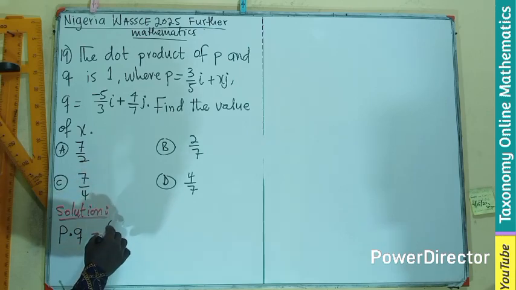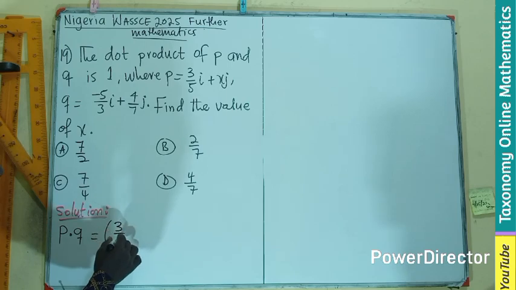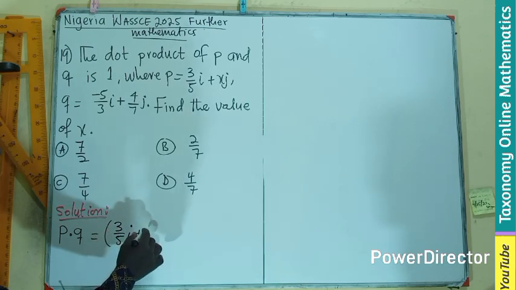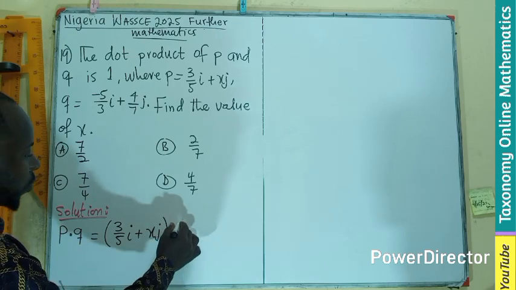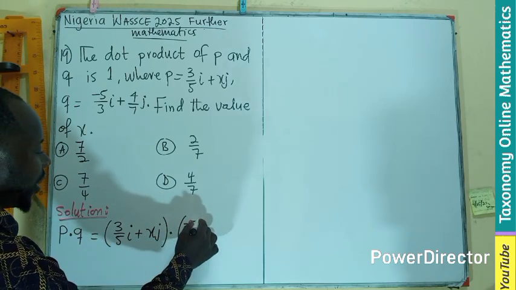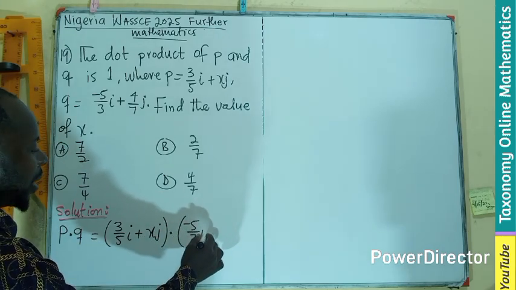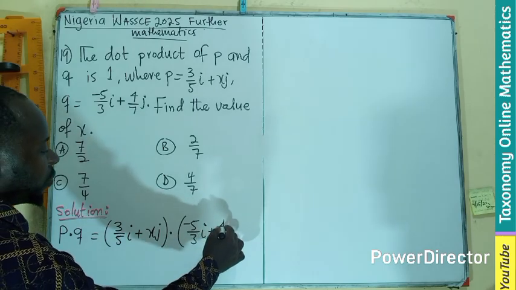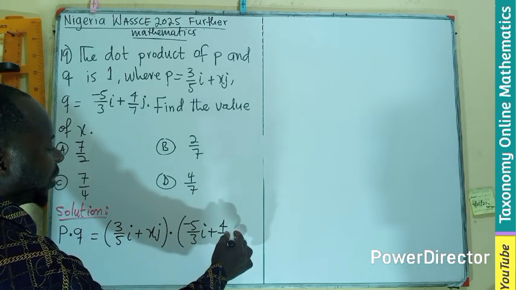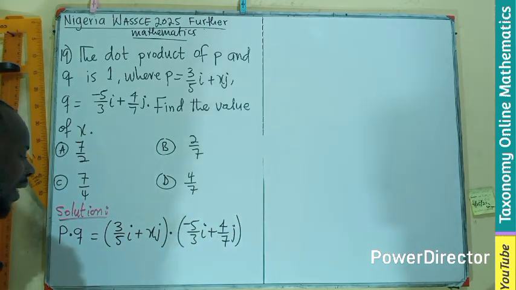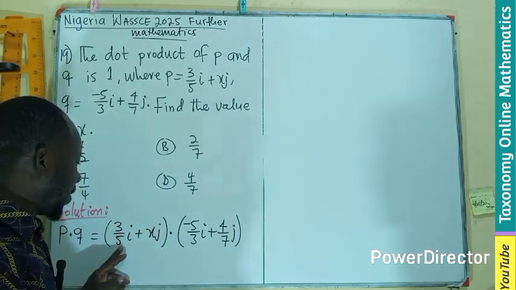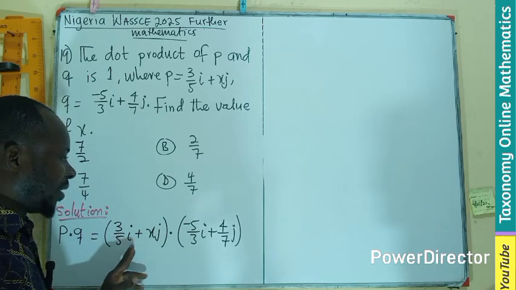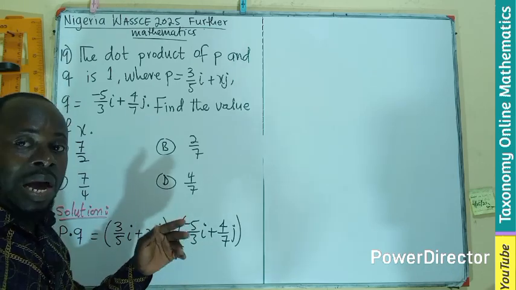Cartesian base form of the vectors, which in this case will be 3/5 i plus xj dot, or we have -5/3 i plus 4/7 j. Now, each multiplication is a binomial. So we can say this multiplies this plus this, times this, times this, in that order.